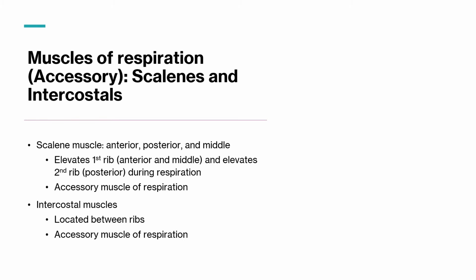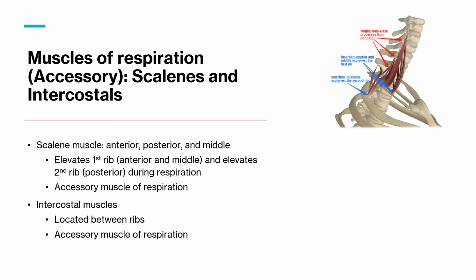Muscles of respiration, and these are the accessory muscles of respiration, your scalenes and intercostals. So you have an anterior, posterior, and middle scalene. The anterior and middle scalene elevate the first rib. The posterior scalene elevates the second rib, and this happens during respiration. And these scalene muscles are accessory muscles of respiration.